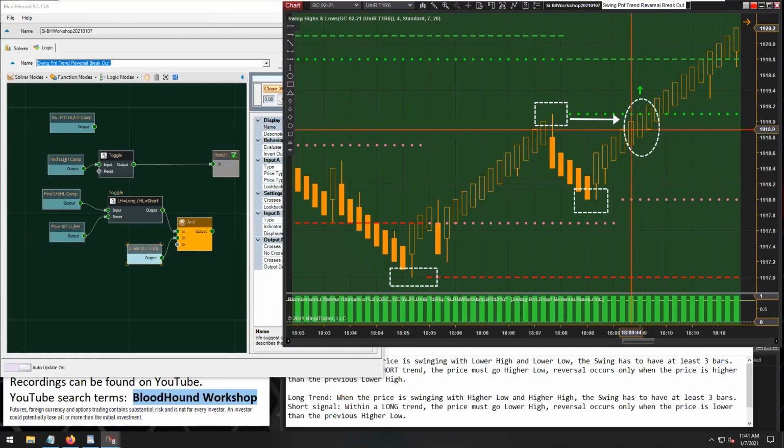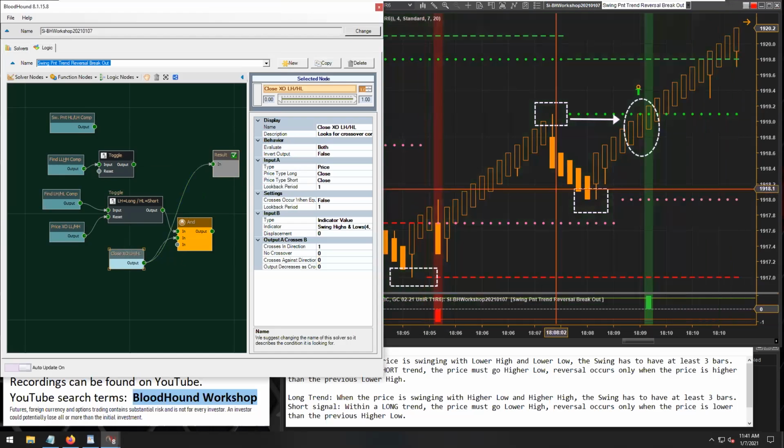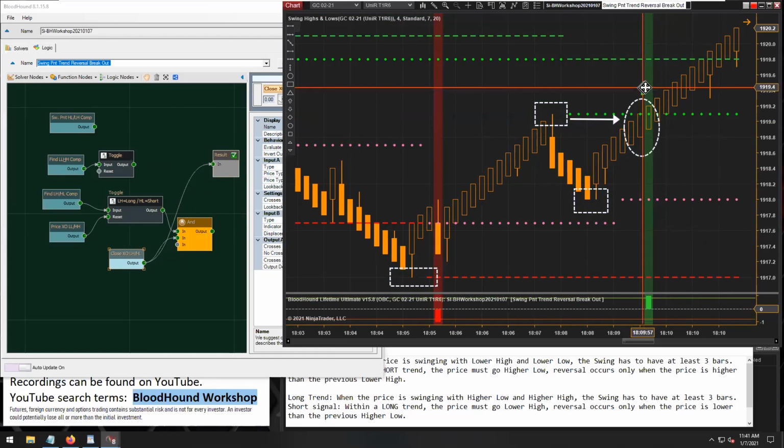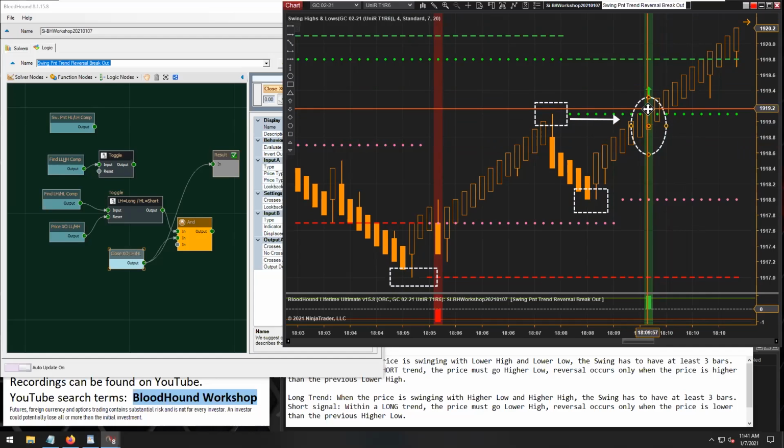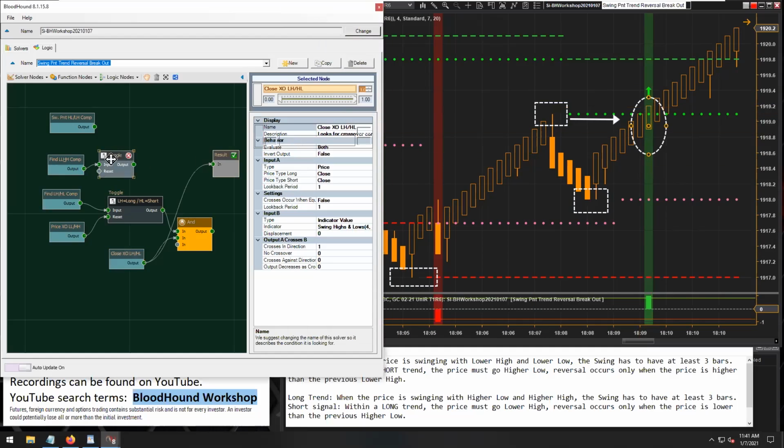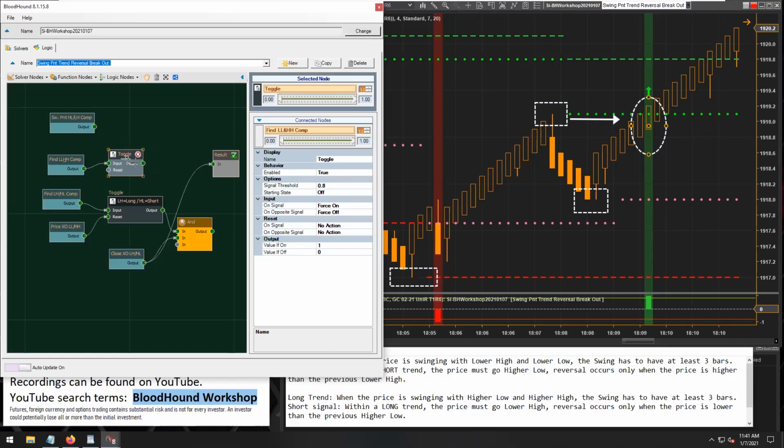When we get our crossover condition here, which is the signal, that's our signal. Sorry. So once we get the crossover, our signal is done, and so we can now turn off this toggle node. Let's give this toggle node a name here.